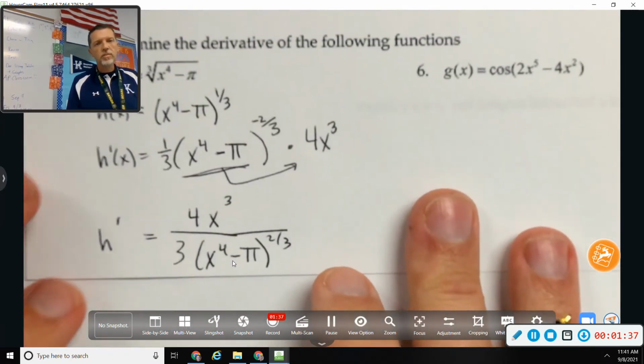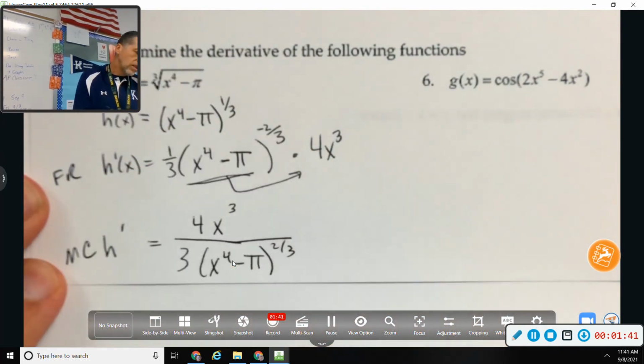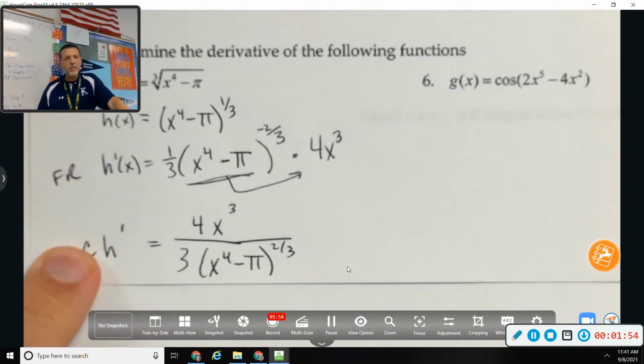If we're going multiple choice. Again, the test is about half and half, so that's why I usually give you both, so that we get practice on our algebra, but we can also stop.